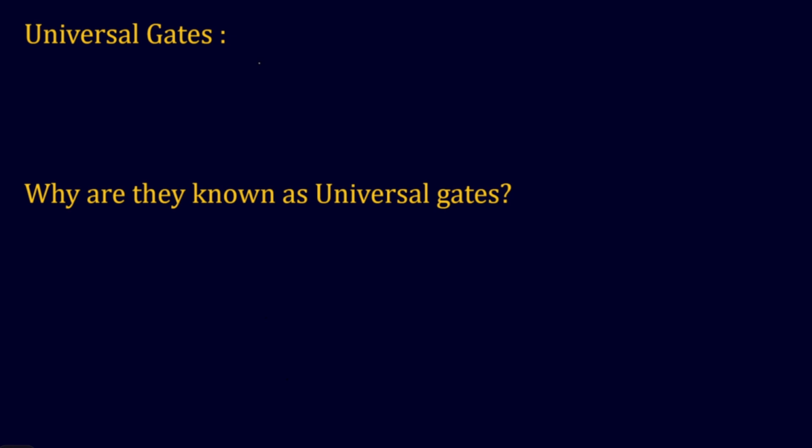So coming into universal gates, there are generally two types of universal gates. Those are NAND and NOR. So why are they known as universal gates? This is one of the most important questions here. We call NAND and NOR universal gates because in digital electronics, if you want to design any circuit, then you can design any circuit using these NAND and NOR gates only. So that is why those are known as universal gates.